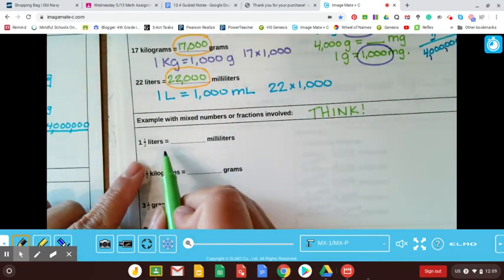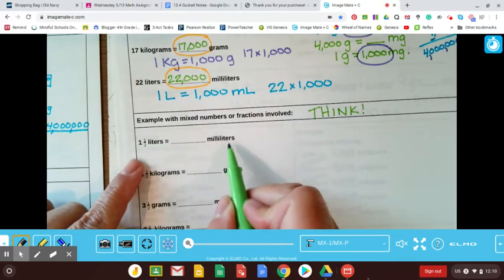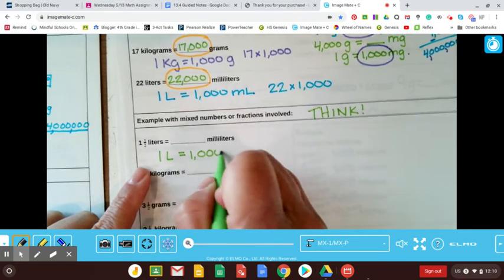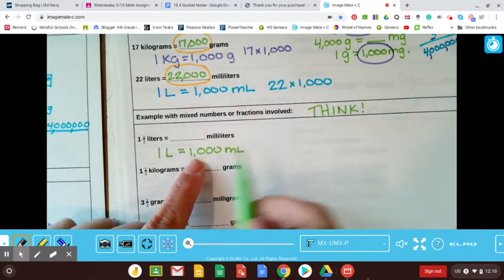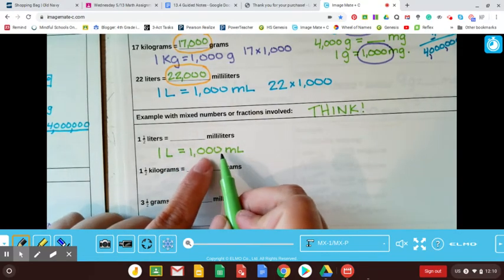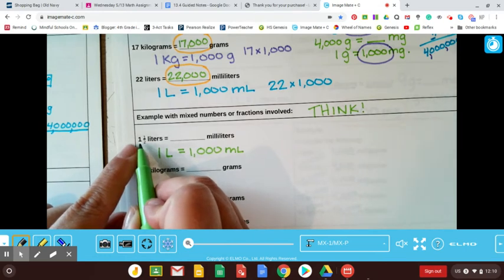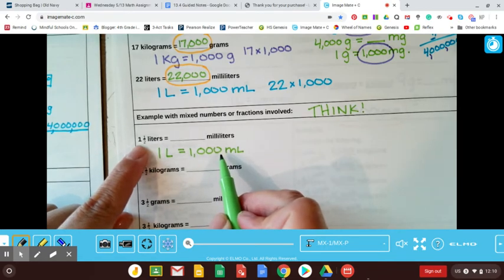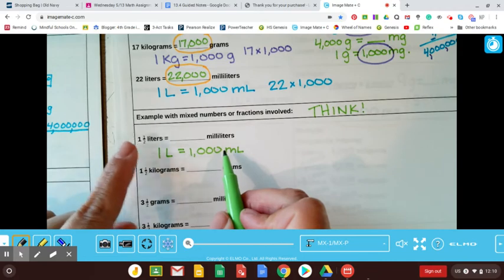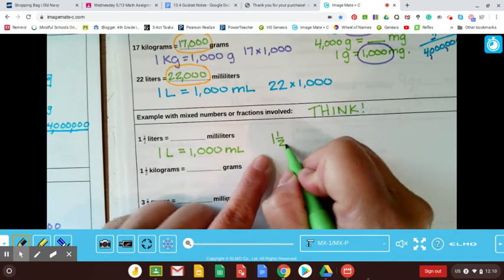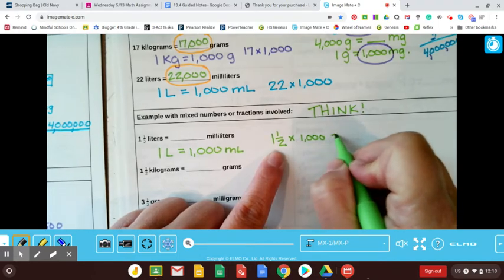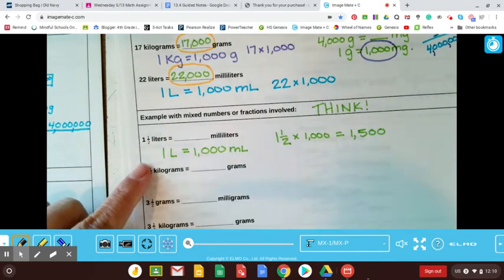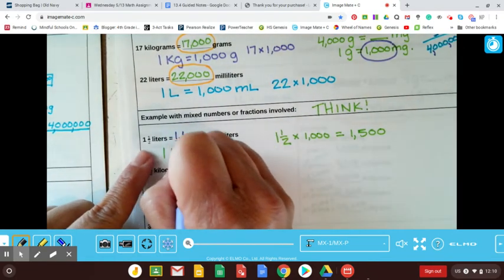All right, so 1.5 liters is how many milliliters? Well, I know that 1 liter equals 1,000 milliliters. So let's think about this one. If 1 liter equals 1,000, so this whole number 1 would be 1,000, and then I would have a half. What's half of 1,000? Well, that's 500. So my answer should be 1,500, right? 1.5 times 1,000 should be 1,500. So I'm going to write that in. So see how easy that was? I could just think about it.